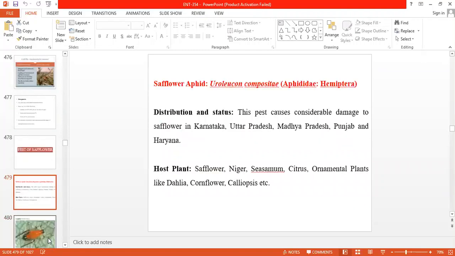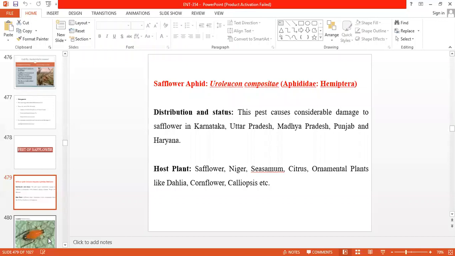This is a rabi season crop, safflower. Pests of safflower: the safflower aphid, and next, the safflower capsule-boring caterpillar. The safflower aphid, scientific name Uroleucon compositae, family Aphididae, order Hemiptera.